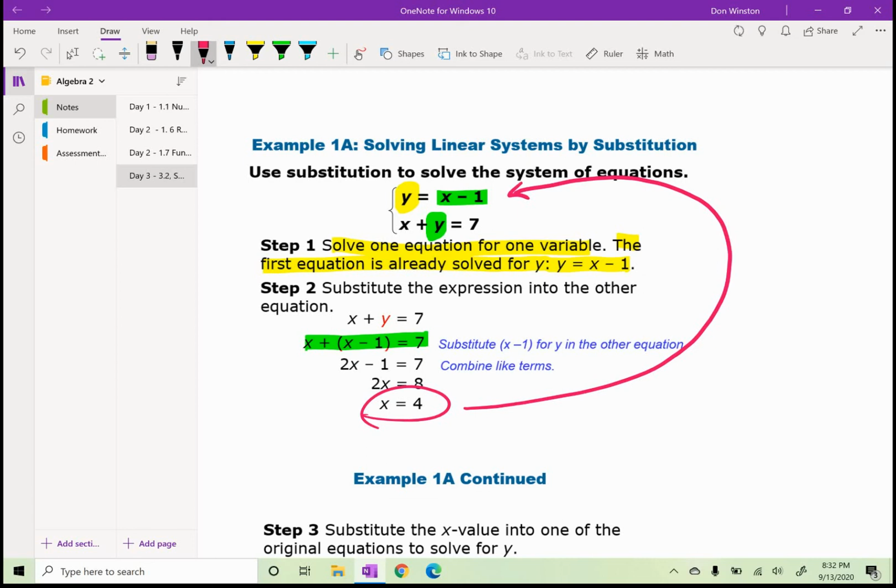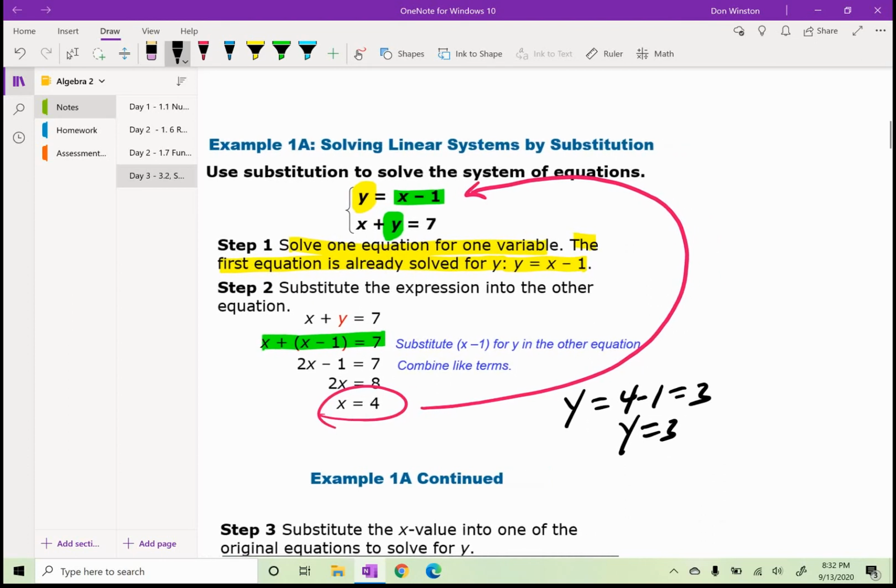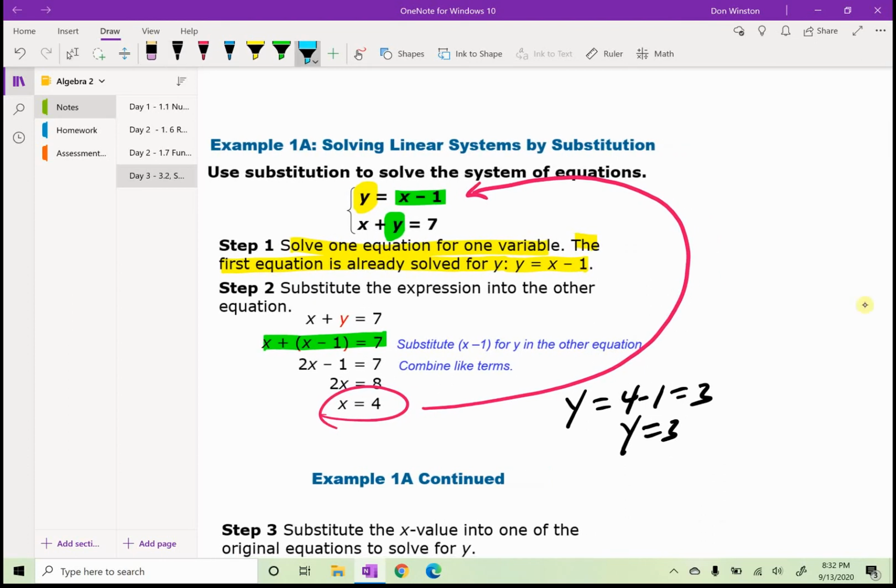Y was already solved for. It was solved for y. So y is equal to x minus 1. So we're going to substitute 4 in that equation. And then what we get, so we get x is equal to 4, so we get y equals, so x is 4 minus 1, and that equals 3, so y equals 3. So our solution to this system of equations here is the coordinate point x is equal to 4 and y is equal to 3.